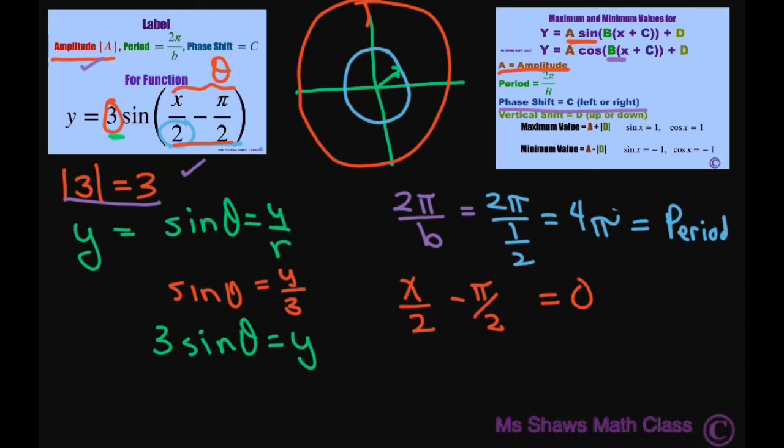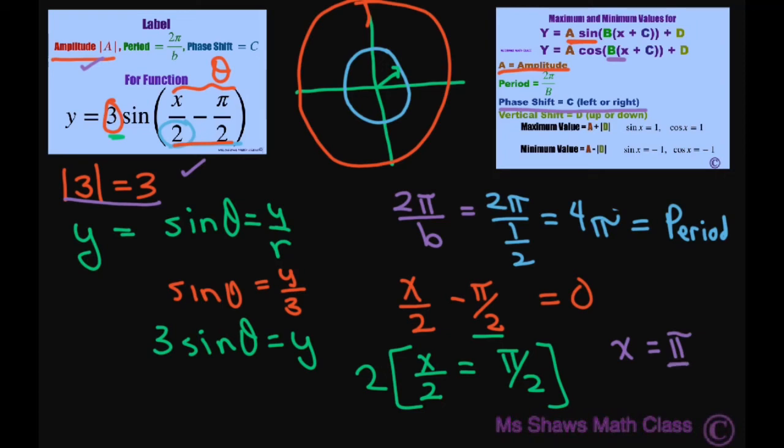So if I add this to both sides, I get x divided by 2 equals pi divided by 2. And if I multiply through both sides by 2 to solve for x, I'm going to get x equals pi. So since it's positive, it's going to shift to the right by pi units, pi radians, or 180 degrees. So this is your phase shift.